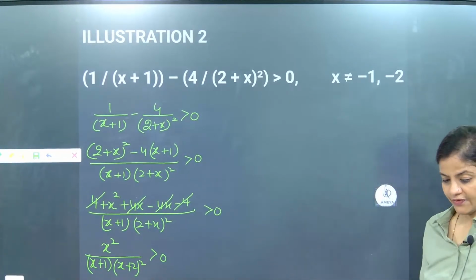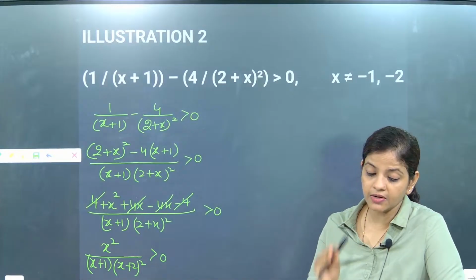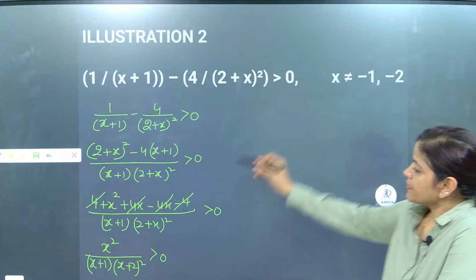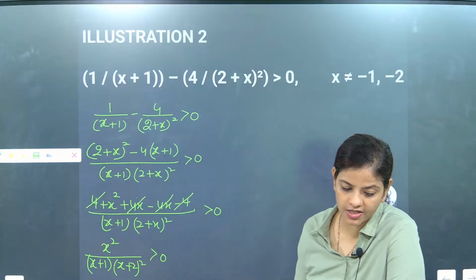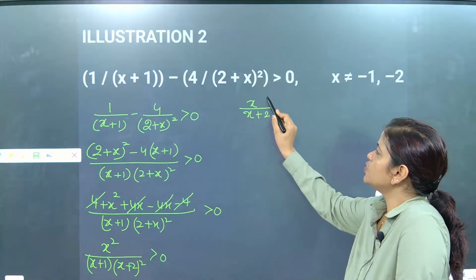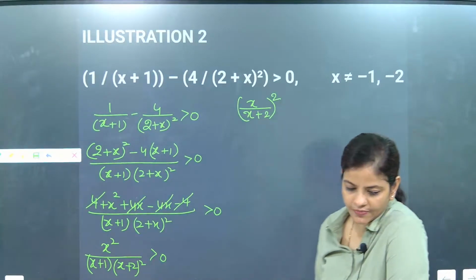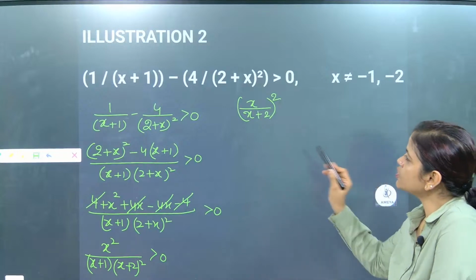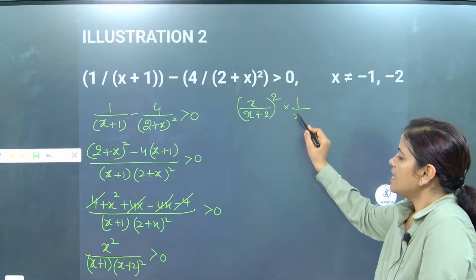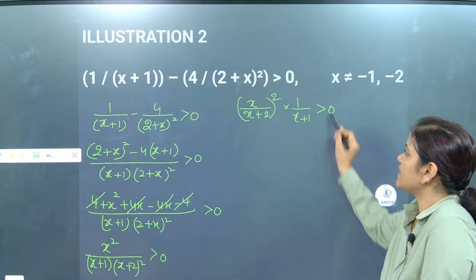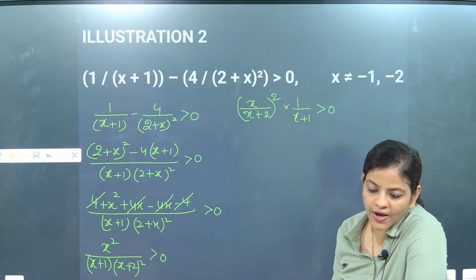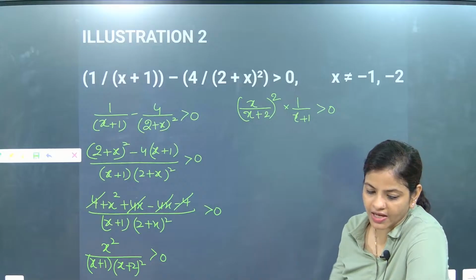Now look here, beta. After bringing it to this level, don't stop. Just understand one very important crucial point. What is our crucial point? Here x square and (x plus 2) whole square are there. So what work we are going to do is take x square by (x plus 2) whole square separately, and then 1 by x plus 1 separately. So this part we have taken separately: 1 by (x plus 2) whole square and 1 by x plus 1.